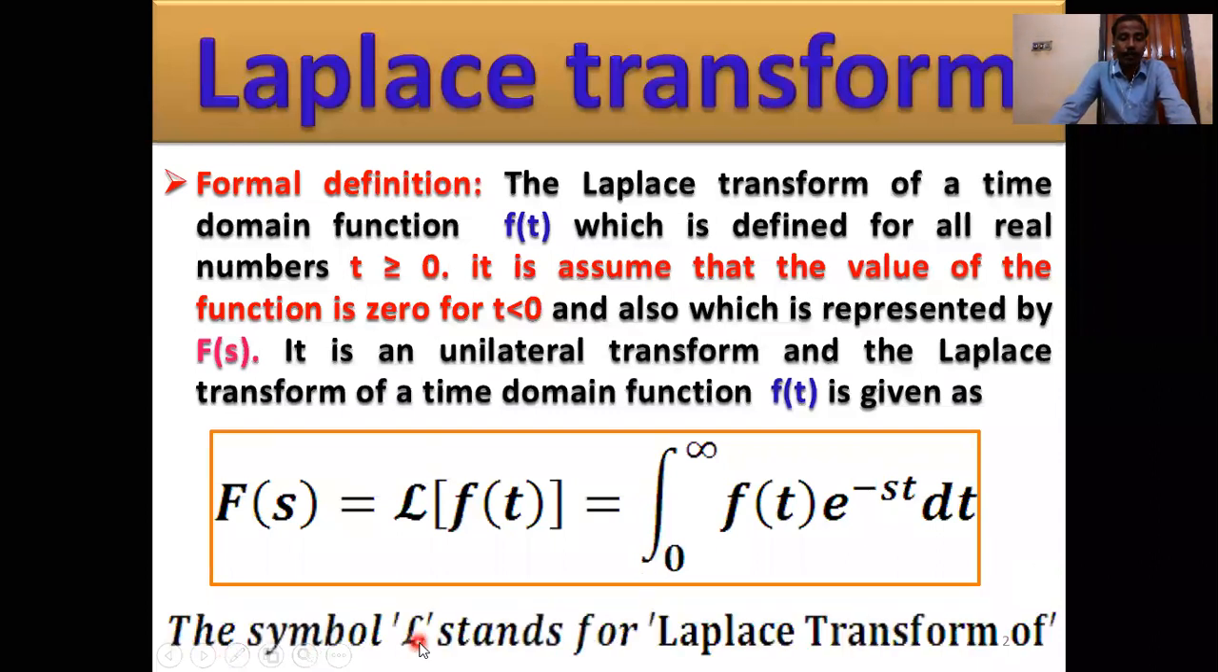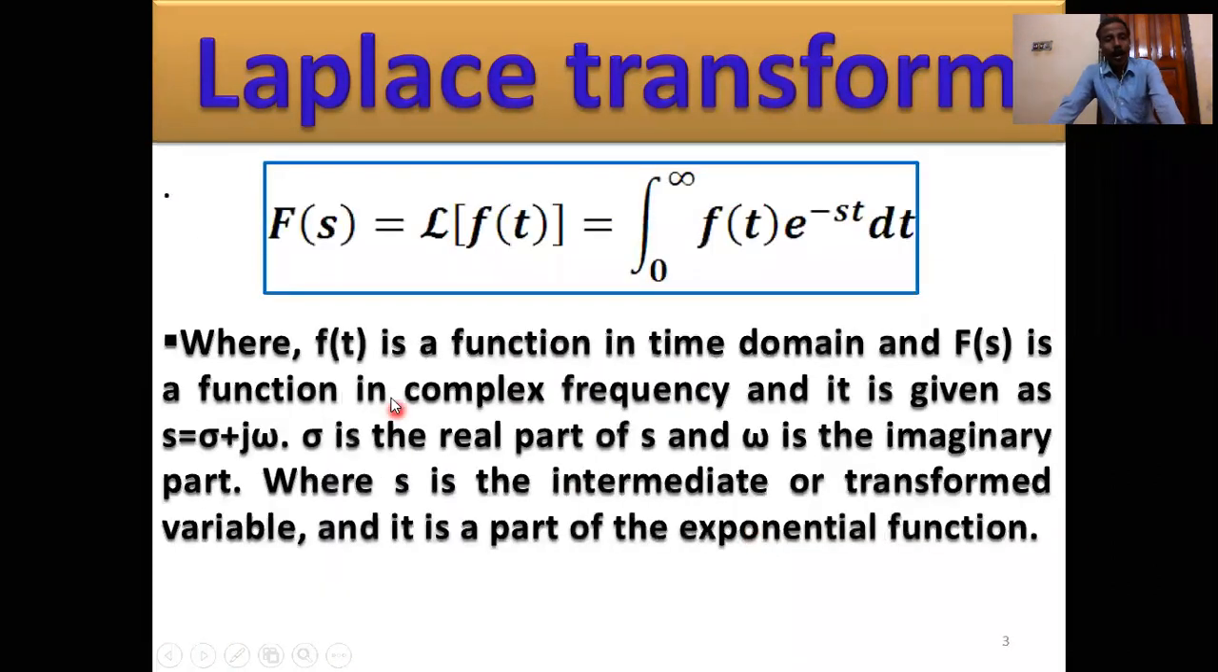And the symbol L stands for Laplace transform of. So this is called the Laplace transform of f(t), equal to F(s) equal to integral from 0 to infinity of f(t) e^(-st) dt. This is time domain to frequency domain conversion, where f(t) is a function in time domain and F(s) is a function in complex frequency, and it is given as s = sigma + j omega.